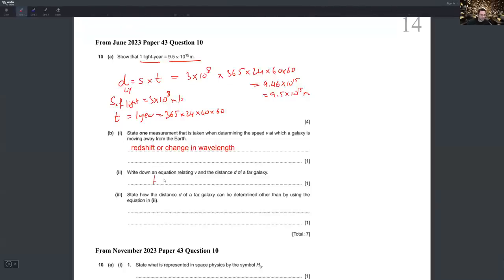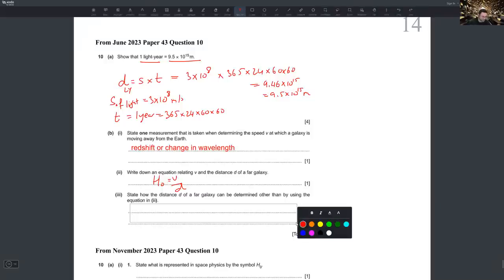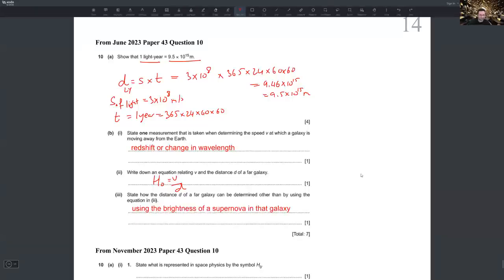Write down an equation relating V and D. I know the equation: H0 equals V over D. State how the distance of a far galaxy can be determined other than by using the equation. So nobody says hey, I can use D equals V over H. No. How do I get it? The question is very direct: using the brightness of a supernova in that galaxy. So we look at the brightness of the supernova in that galaxy. Just brightness of a supernova.